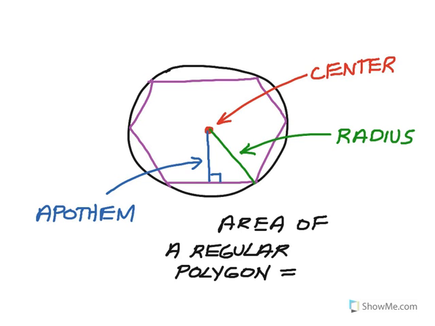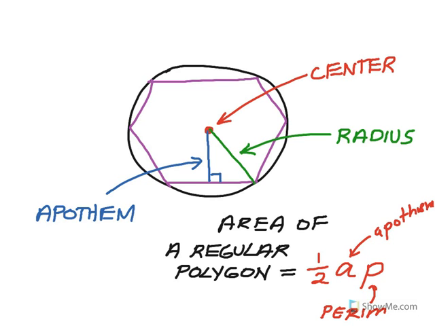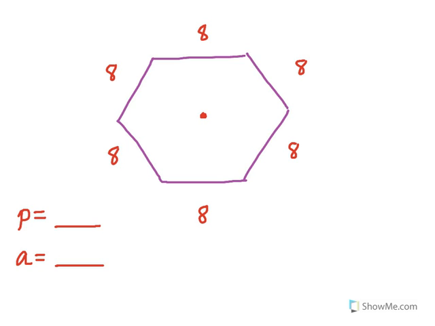So it turns out that the formula for finding the area of any regular polygon is 1/2 of the apothem, which we're going to use a little a for, times the perimeter. Okay, so the P is the perimeter of the figure, and the A is the apothem. Now, why is that true? Well, we'll explore that a little in a minute.